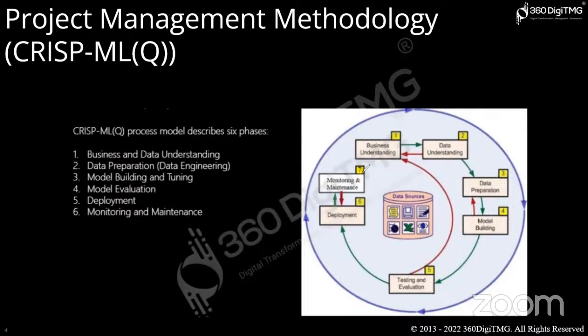First, once you have received the data or the problem statement, you will do the business understanding, then the data understanding. Then we will do the pre-processing, and then the model building. Once model building is done, we have to evaluate whether the model is performing well or not. Once that is done, we will do the deployment, and then the monitoring and maintenance. So these are the 6 phases in CRISP-ML.